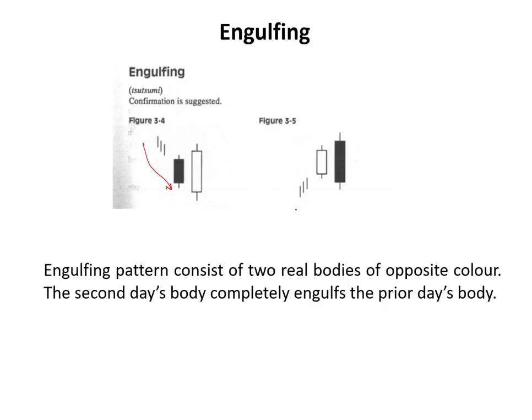Similarly, here the market was in an uptrend, and then there was a small white candle. But the next day, the prices open slightly higher at this point, but they keep going down, and this body engulfs the previous day's white body. So that is why it is called the engulfing pattern.